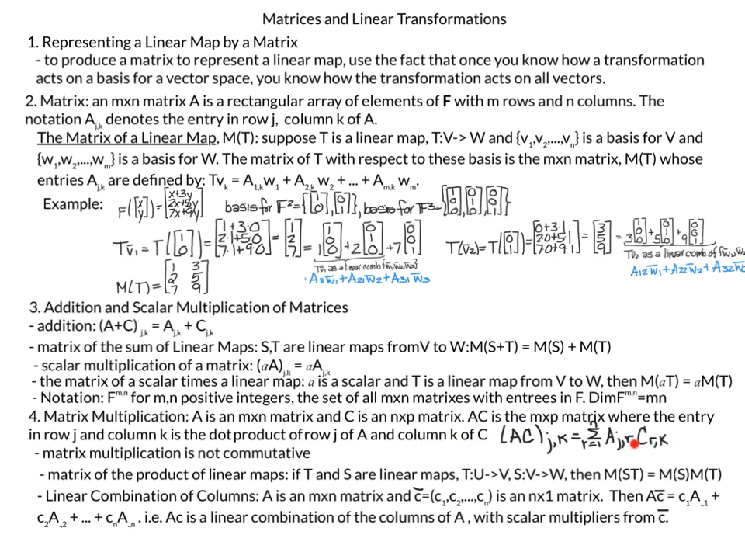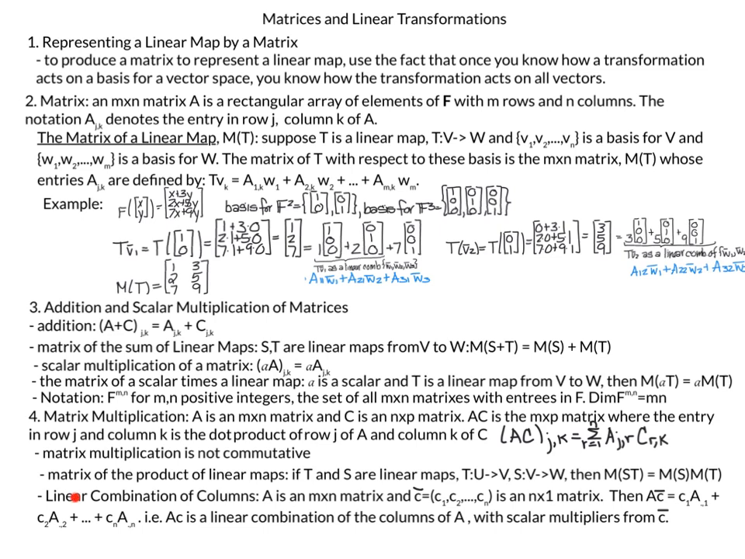And here's the formula. And a reminder that matrix multiplication is not commutative. We will illustrate that. And then we use this definition of matrix multiplication to talk about the matrix of the product of linear maps. So if T and S are linear maps, and T maps from U to V, and S maps from V to W, then the matrix that represents S times T is equal to the matrix of S times the matrix of T.